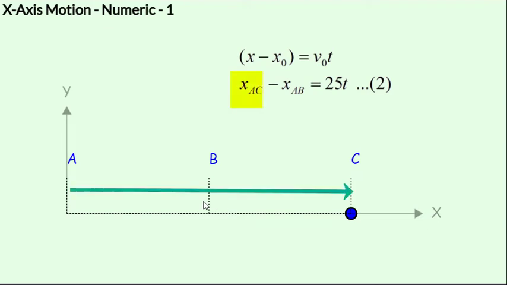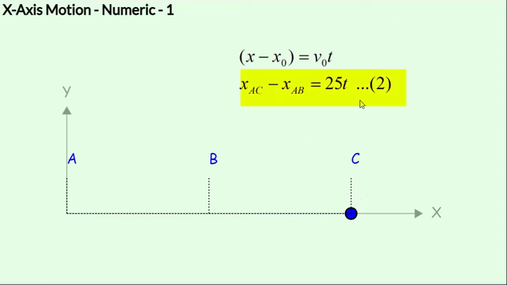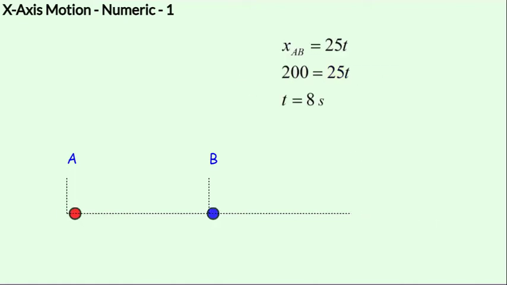The final displacement is the distance between A and C, which is xac. And the initial velocity is 25 meters per second, which is the velocity right through from A to C. Using this, we obtain our second equation, which is equation 2. If we subtract the second equation from the first, we find that the displacement term xac cancels out, and we get the time as 8 seconds.